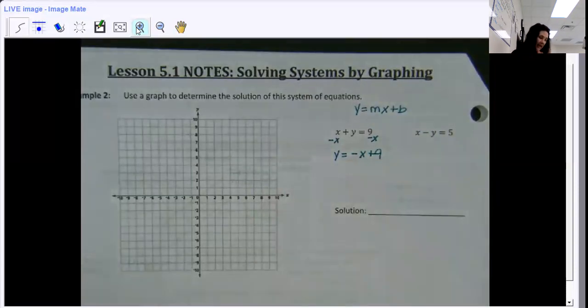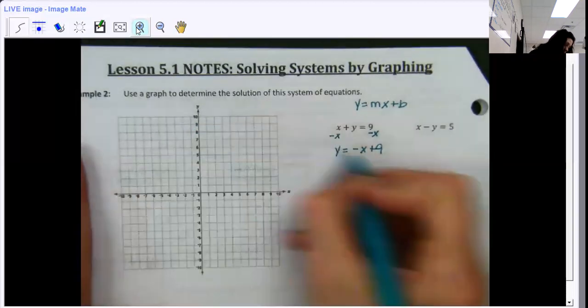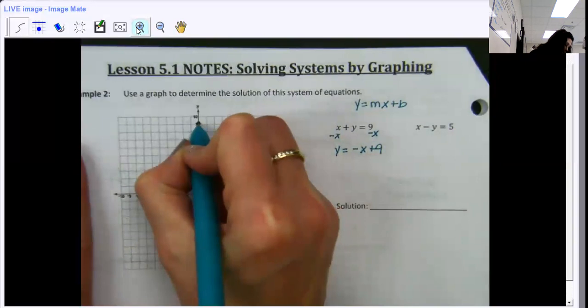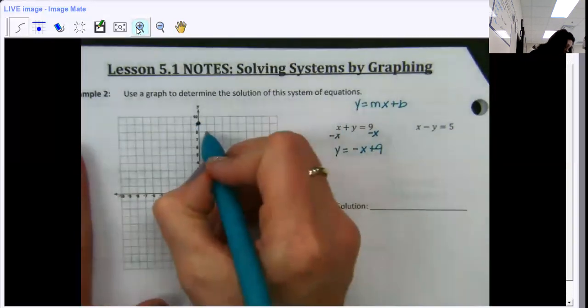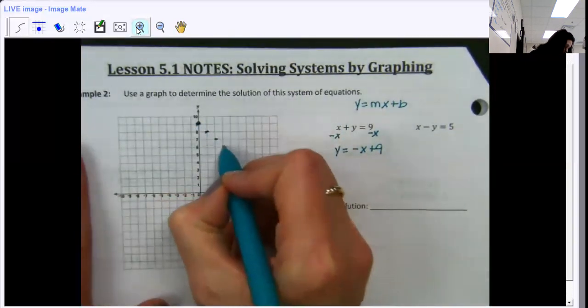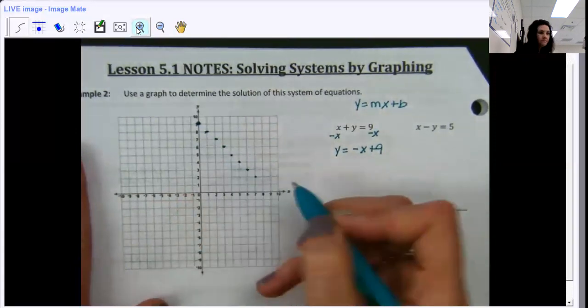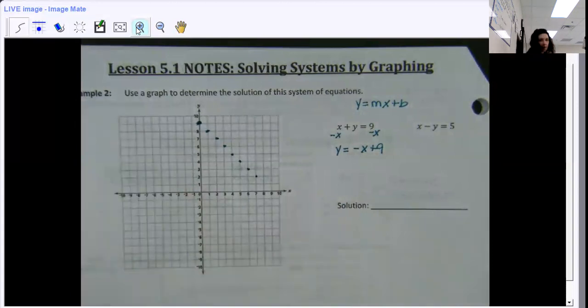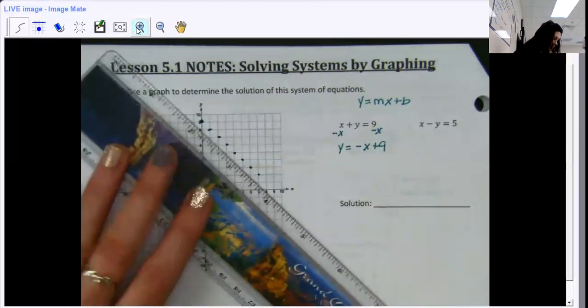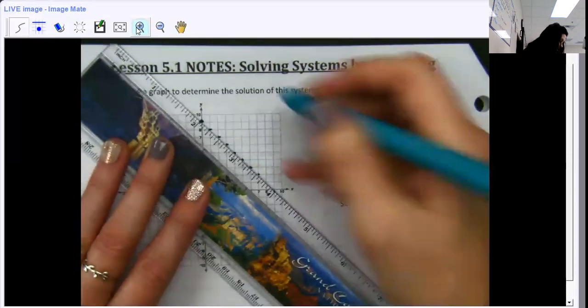Okay. And then we graph this. So I'm going to start up here at my y-intercept of 9. And I'm going to plot my slope, which is a -1. Okay. And then I'm going to graph it. Give me 1 second. I need my ruler. Okay, so let's draw a line.